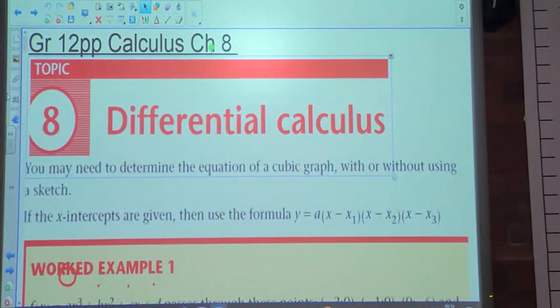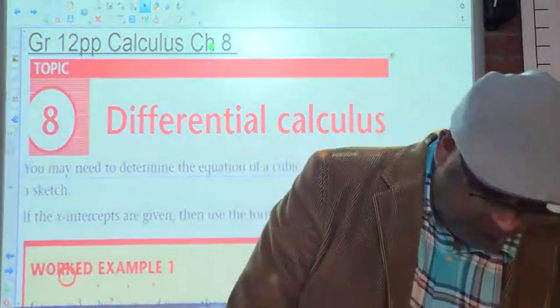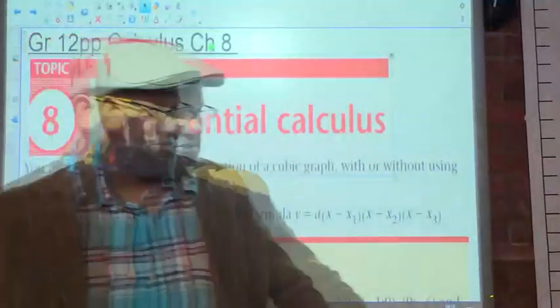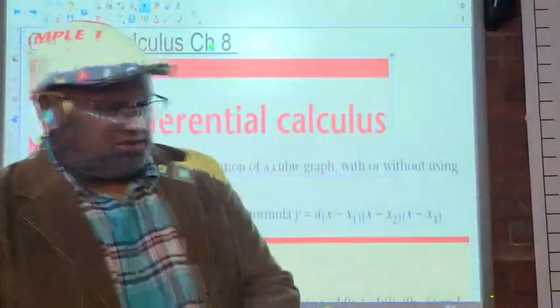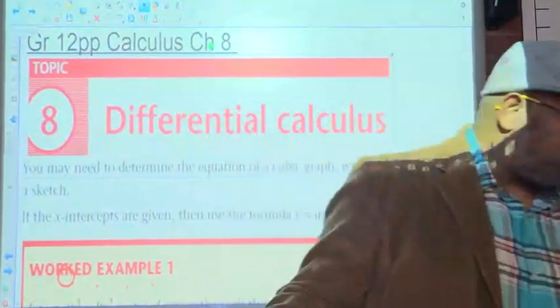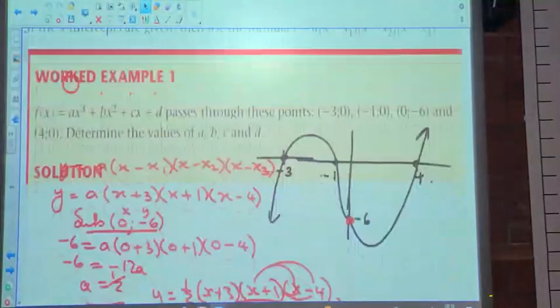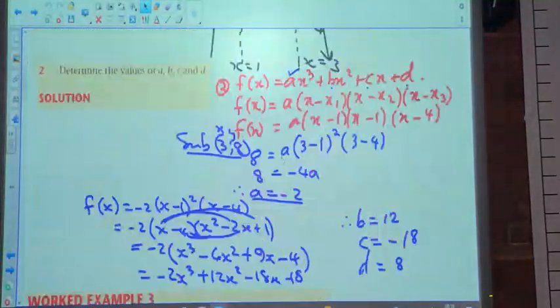Okay, good morning class. So today we're going to be looking at the last few examples dealing with determining the equation of cubic functions. So at this point we have concluded examples 1 to 3. Let's see what example 4 has in store for us.